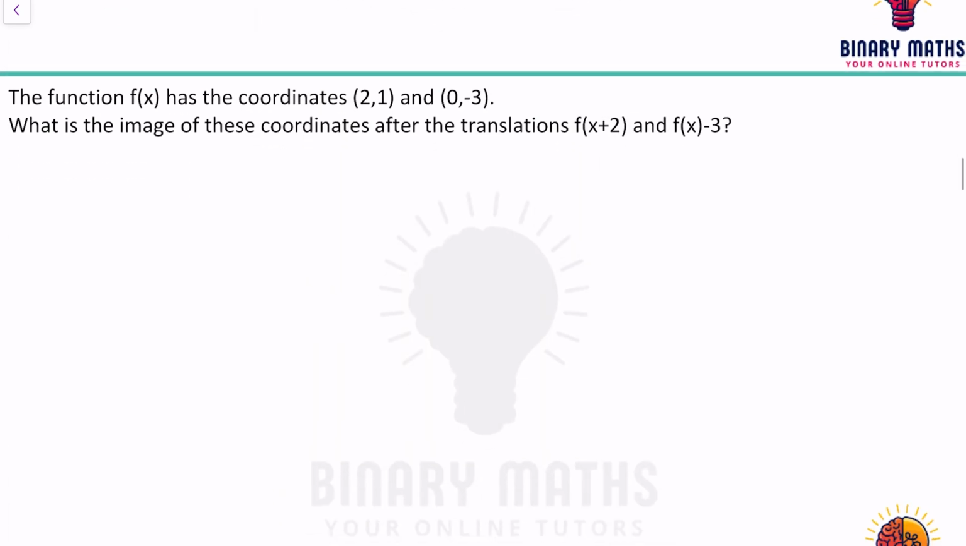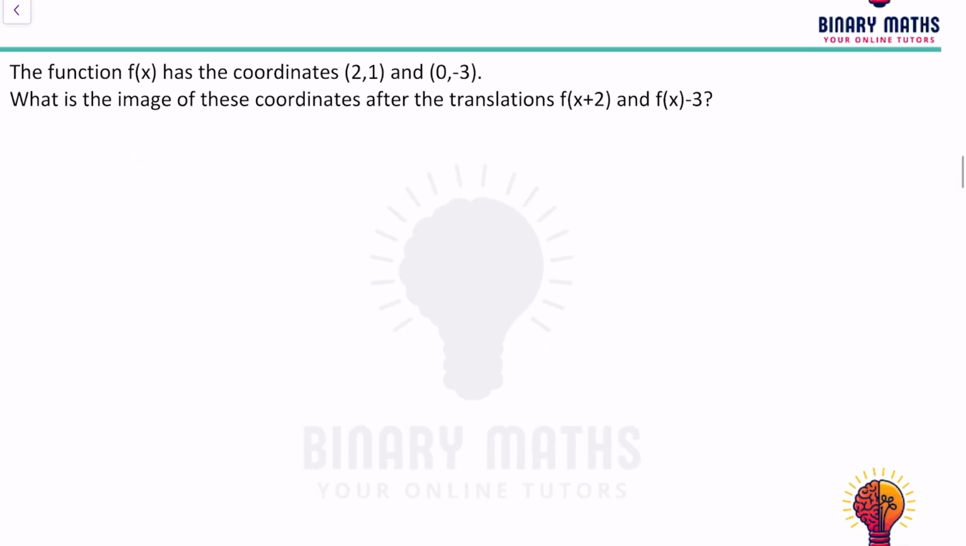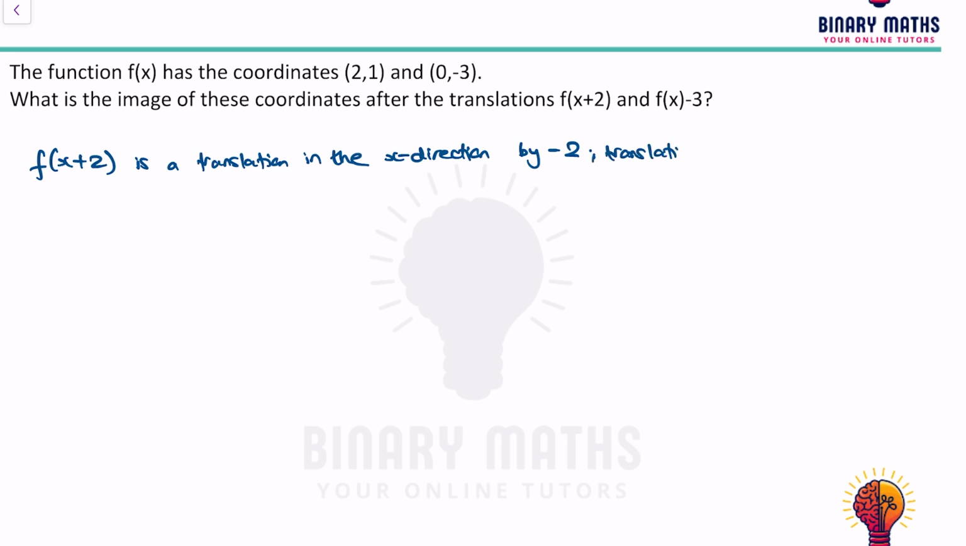Okay, the next example. The function f of x has coordinates 2, 1, and 0, minus 3. What is the image of these coordinates after translations f of x plus 2 and f of x minus 3? Okay, so the first one, f of x plus 2, is a translation in the x direction, because inside the bracket is the x direction, by negative 2, because inside the bracket, if the x is being affected, it's always opposite. So by negative 2, which means it's a translation by minus 2, 0.